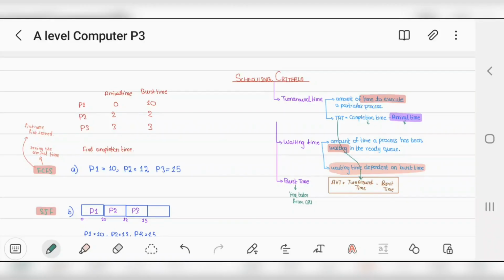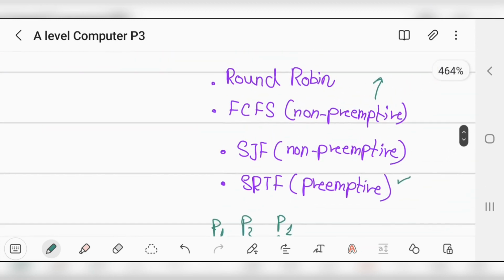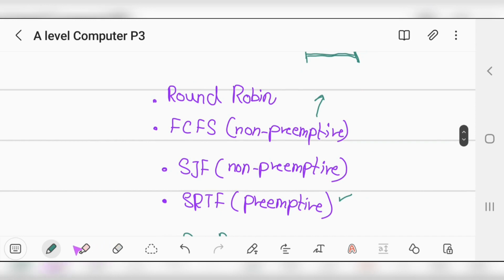Welcome back. This is A-Level Computer Science 9618 paper 3. This is the chapter on operating systems, and this is part 3. In this video we are going to understand scheduling algorithms. There are 4 types of scheduling algorithms: round robin, first come first serve, SJF, and SRTF.